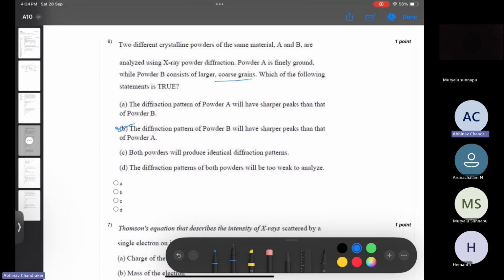But this question is a bit ambiguous, I feel, because here we are being told that powder B has large and coarse grains, but we don't know what the size of the grains in powder A is. It is just said that A is finely ground, so the particle size of the powder is smaller than B.